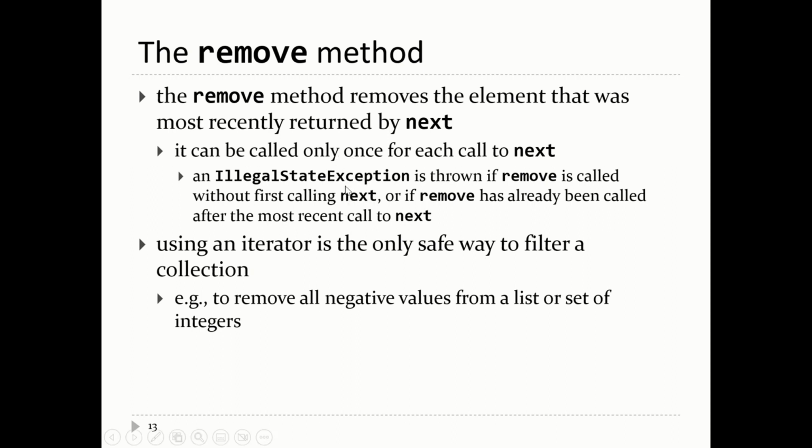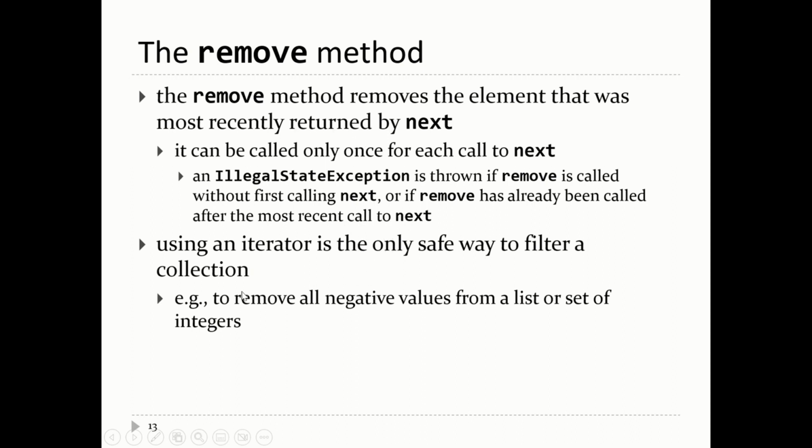So if you call next and then remove and then remove again, that doesn't work, because remove removes the element that was most recently returned by next. Every time you call next, you're allowed to remove exactly once. So our iterator needs to know whether remove has been called since the last call to next. If it has, or if next hasn't been called yet, then it throws an exception. So we need some mechanism to remember: has next been called, and can I call remove?